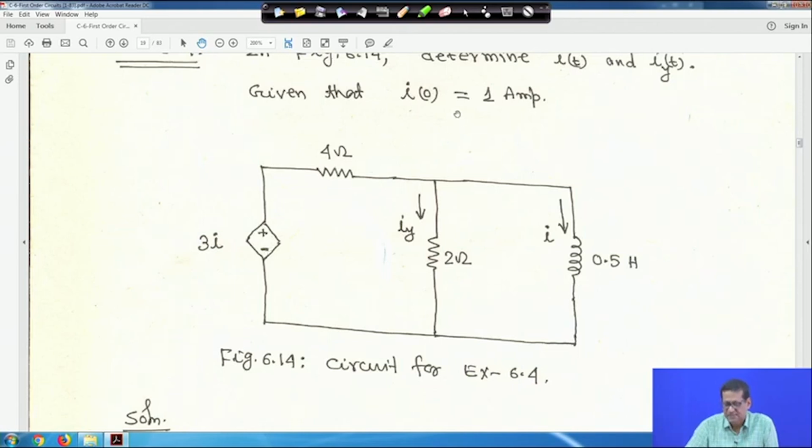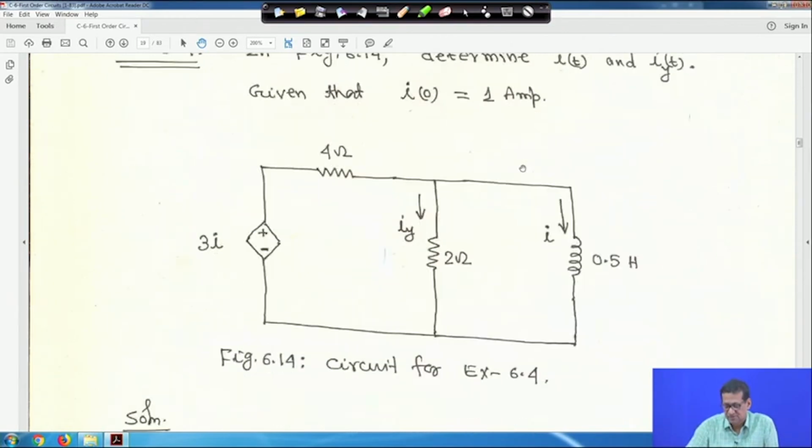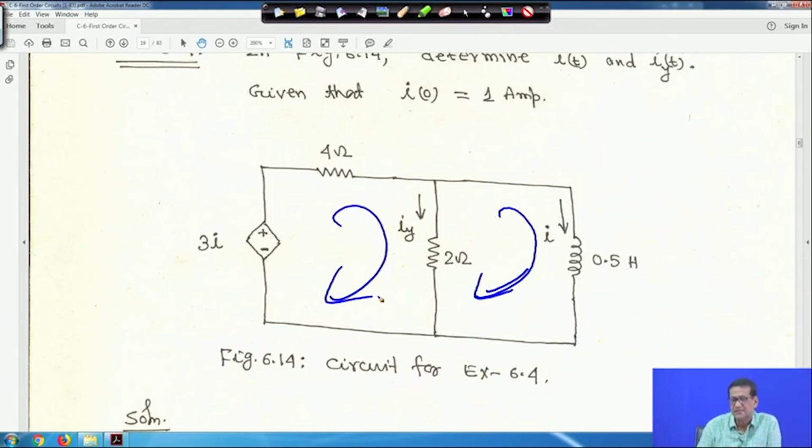So, given that initial condition, this is I and this is Iy, you have to find out I(t) and Iy(t) given that I(0) is equal to 1 ampere. So, what you can do is make it like this. This is one loop, this is another loop you can take, and if this current is I1, this current is I2, you have to apply KVL, and accordingly we have to solve it.